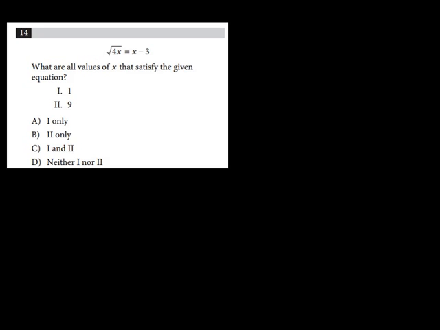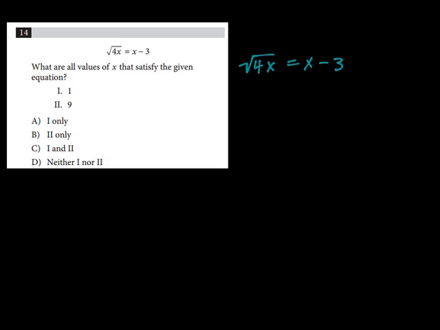So for our next problem, we have an equation, and the question is, what are all values of x that satisfy the given equation? So the equation is square root of 4x equals x minus 3. So first, let's write down the equation. Square root of 4x equals x minus 3.